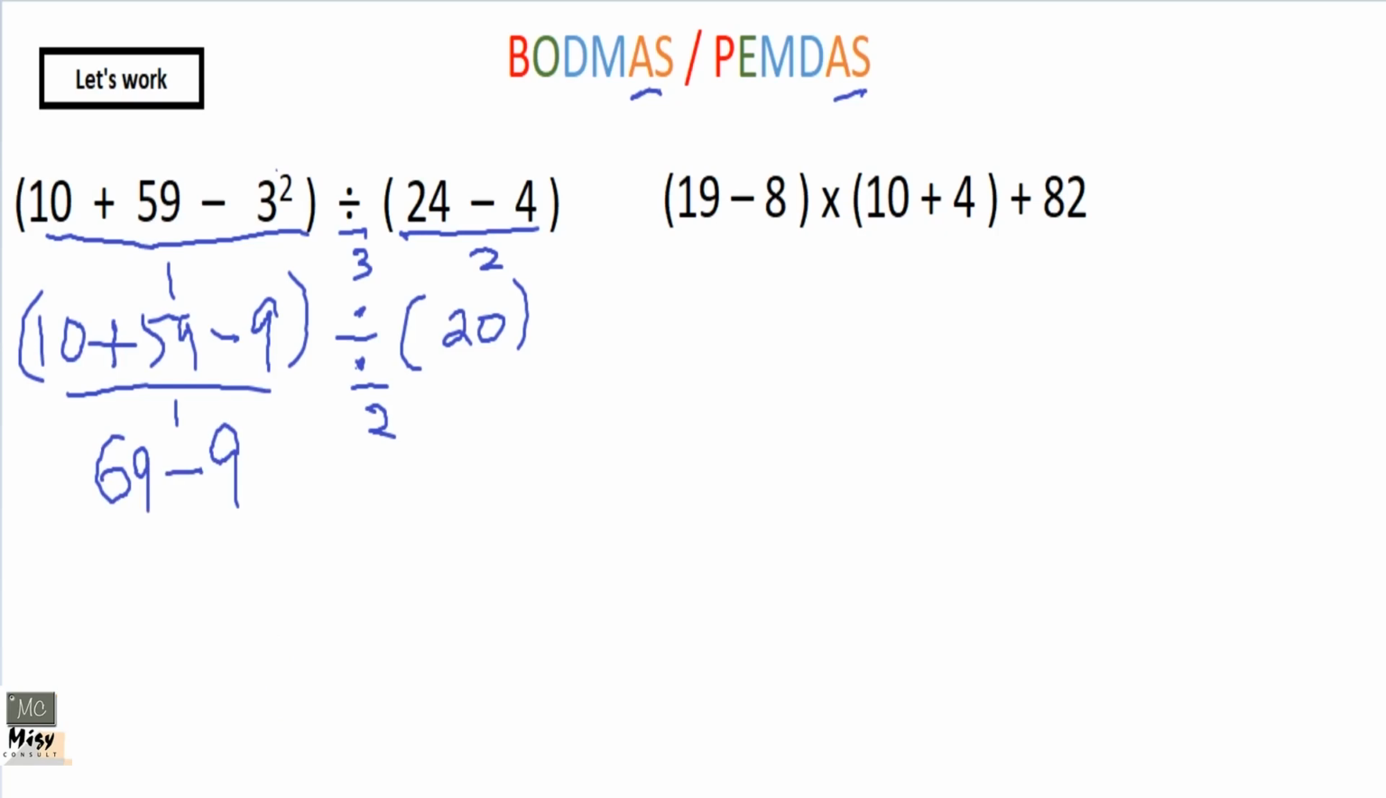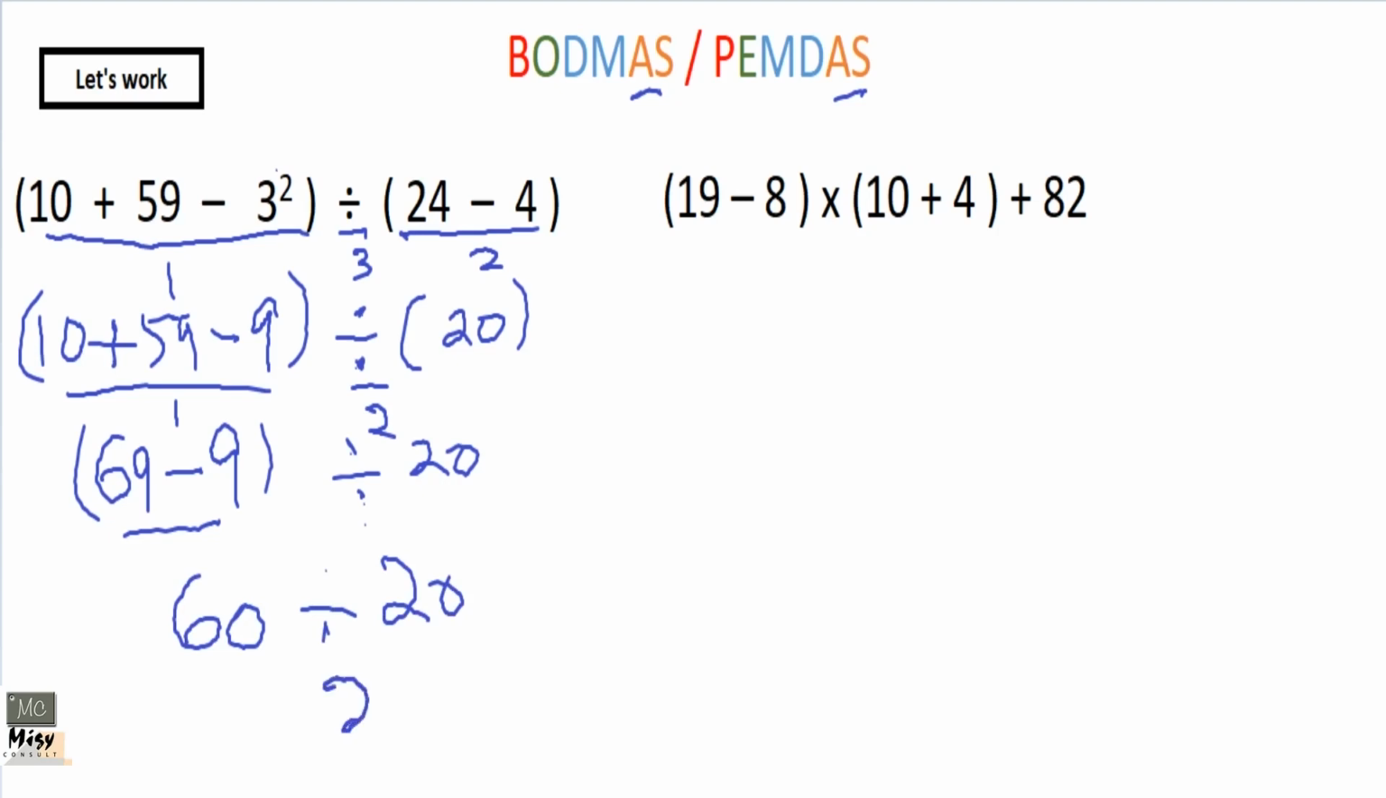Okay, so we are still having a parenthesis because we've not been able to simplify. So your division comes and your 20 is here. Now we have parentheses and we have division, so we'll definitely do the parentheses first. 69 minus 9, we get 60. Then division will come again, 20. So 60 divided by 20 is what? 3.